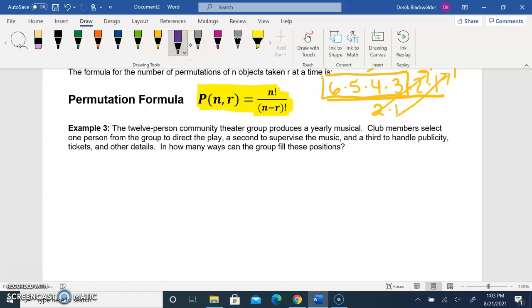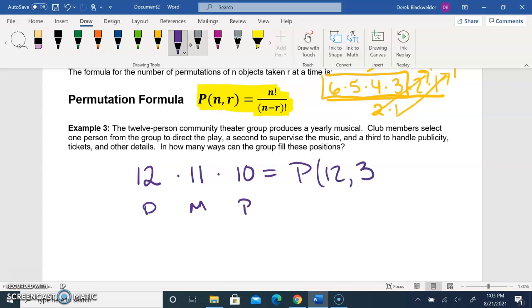So there's going to be 12 people to choose from, and there are 3 positions. If we want to do it the placeholder way, which we can, we've got the person that's directing. There's 12 options for that. Once I choose the director, there's one person in charge of the music, so there'll be 11 people left to choose from for the music. And then we've got the publicity person, and so there'll be 10. So that would be 12 times 11 times 10. Or we could do just a permutation of 12 choose 3.